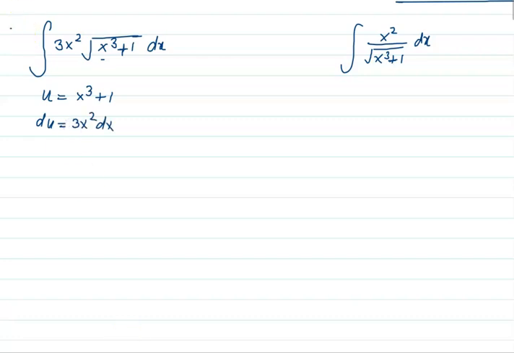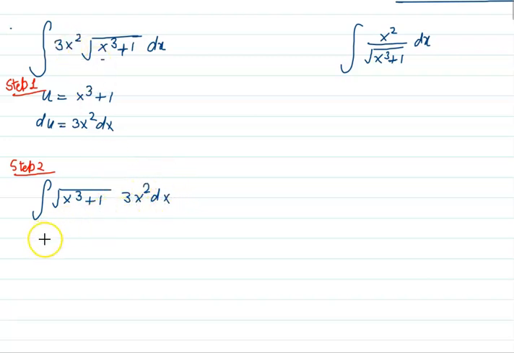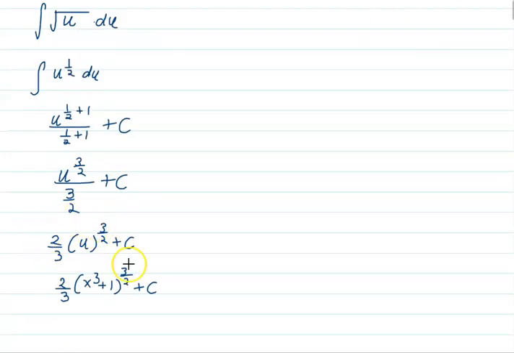This was step 1. For such type of problems, it's better to write the square root first and then we write 3x square and dx together. And now it's easy to rewrite it in terms of u. x cube plus 1 is u, so it's square root of u times 3x square dx, which can be replaced with du. It's a simple integral now. We solve it using the power rule and at last we plug back u as x cube plus 1 and this is the final answer.